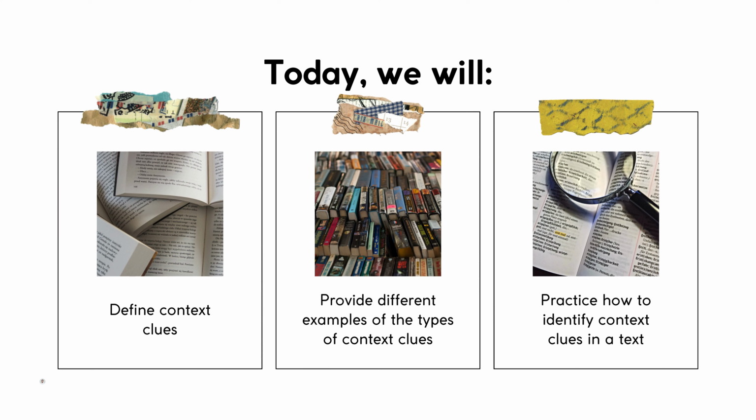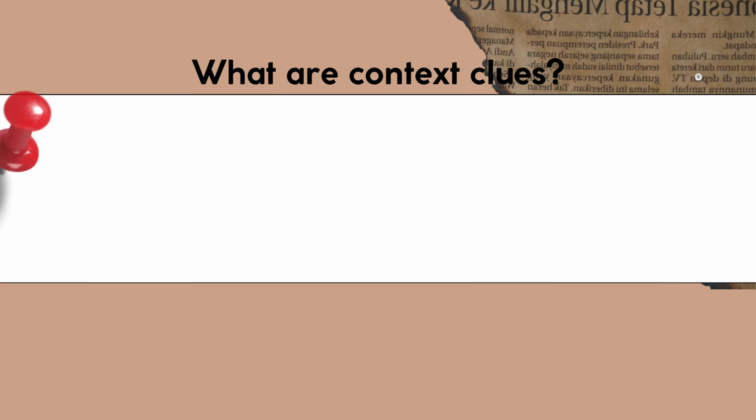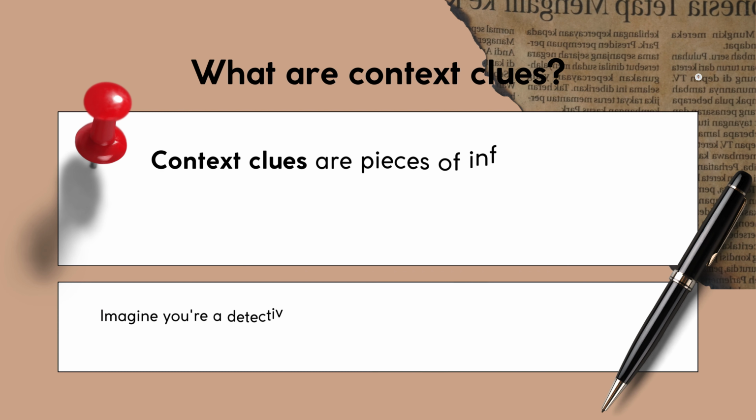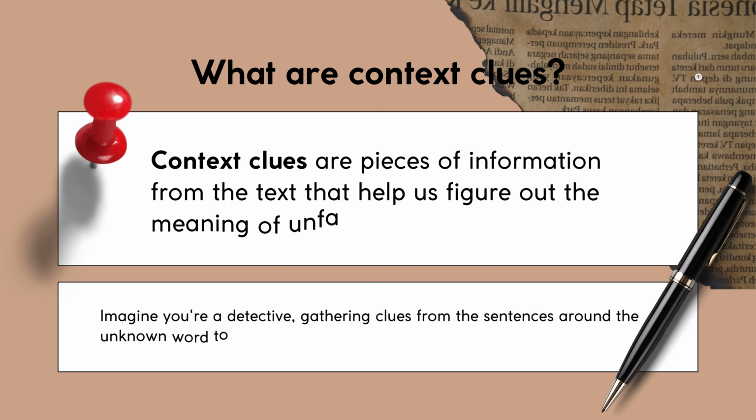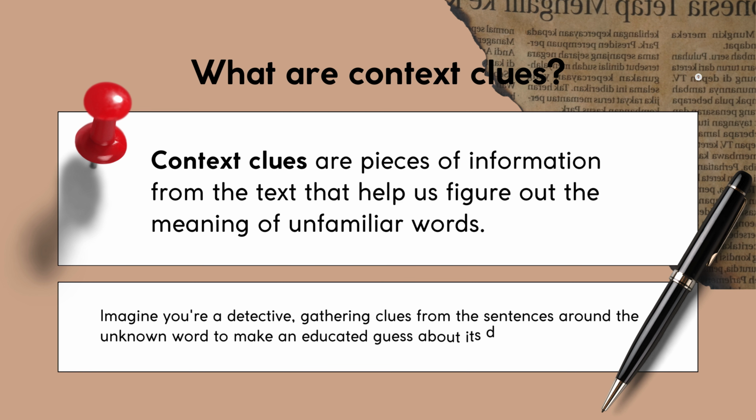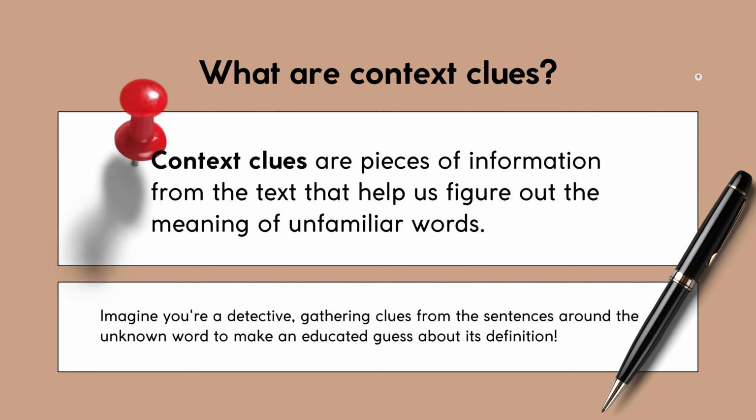Today we will define context clues, provide different examples of the types of context clues, and practice how to identify context clues in a text. But what is a context clue? Context clues are pieces of information from the text that help us figure out the meaning of unfamiliar words. Imagine you're a detective gathering clues from the sentences around the unknown word to make an educated guess about its definition.